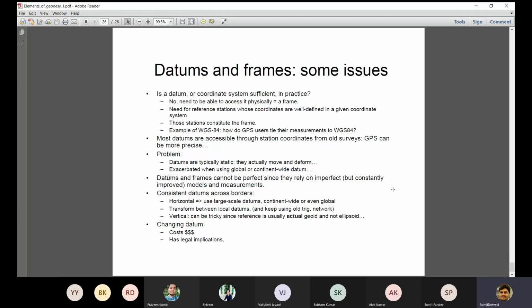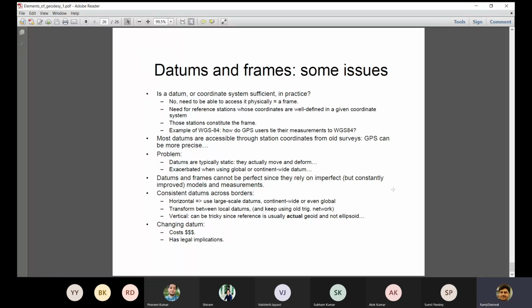Now, this was the end of the previous discussion, which we concluded: is a datum or coordinate system sufficient in practice? That's our question. So people thought that while defining a coordinate system or reference system would serve the purpose. The answer is no. We need to access it physically. So whatever conventions we are following, whatever thought process we have behind defining the coordinate system, we need to realize it also. In order to realize it, we need to think of a process to define it physically. So that's how we arrive at a frame.